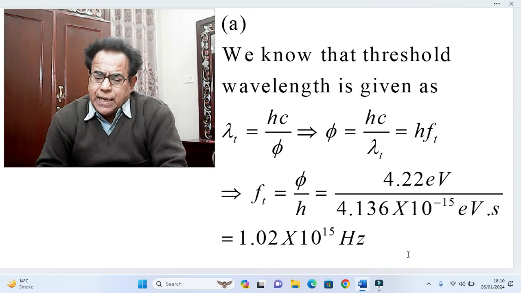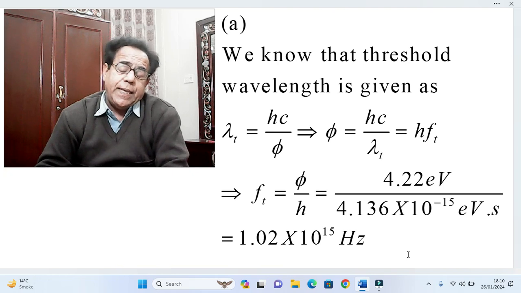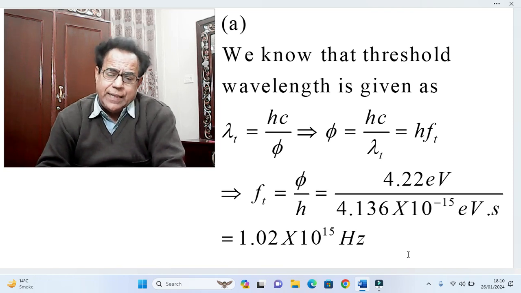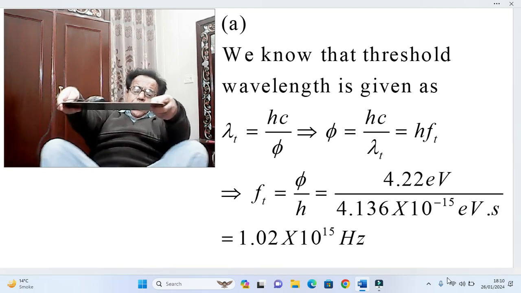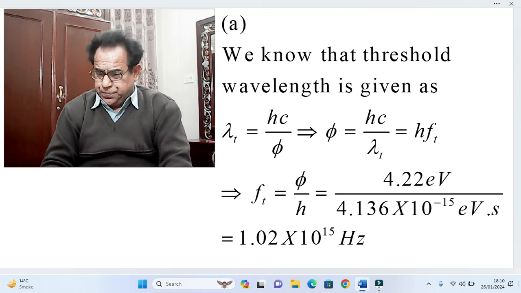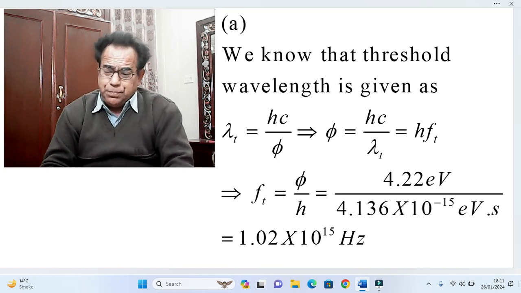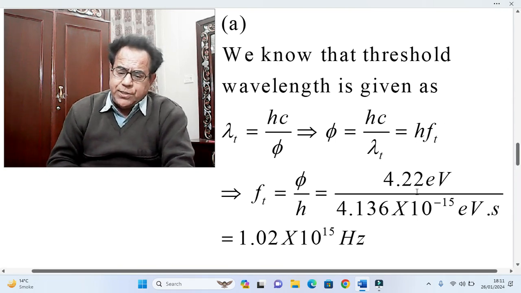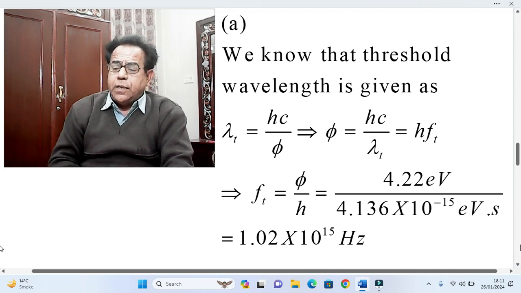electron volt will be cancelled with electron volt, and we will be left with only 1 over second along with the relevant numerical value. We know that 1 over second, that is second inverse, second raised to the power minus 1, is equal to hertz. Hertz or second inverse is one and the same thing. The unit of frequency is hertz, and it is equal to 1 over second. So after simplification, our threshold frequency ft becomes finally equal to 1.02 into 10 raised to the power 15 hertz.